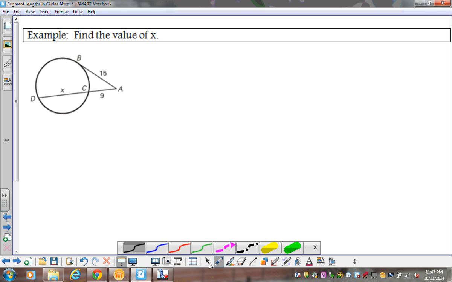All right, y'all try this one for me real quick. Pause this one for me, and if you need a little extra time when we come back, you can always pause it again.